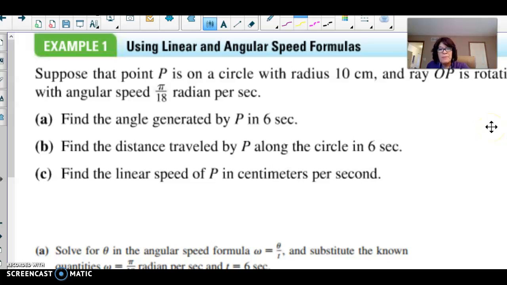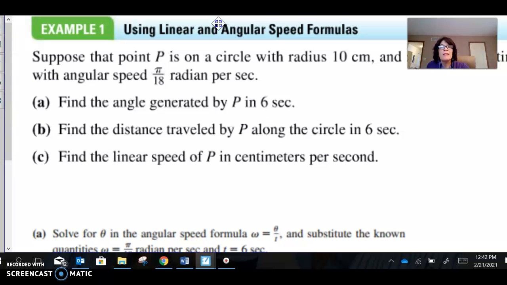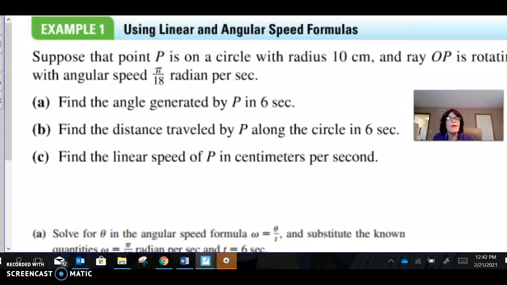All right, let's try this. Suppose some point P is on a circle with radius 10 centimeters, and ray OP is rotating with an angular speed. This time we know the angular speed, omega. It's pi over 18 radians per second. Find the angle generated by P in 6 seconds. So what is theta? Before, we knew theta was pi over 2 in the last problem. Now we know omega, and we're trying to find theta. And then we'd like to know the distance traveled by P along the circle. You have to realize that that's S, that's arc length.